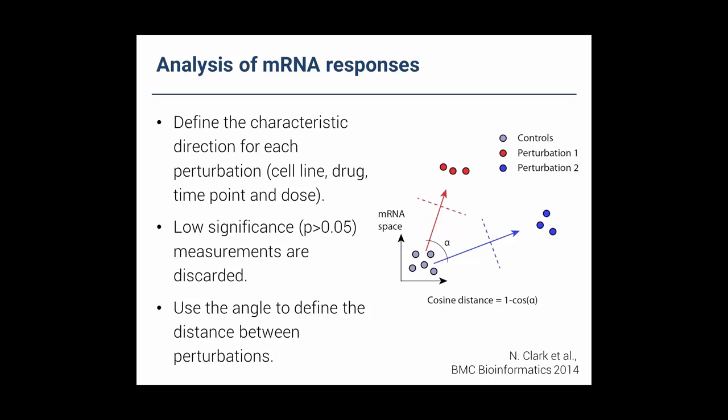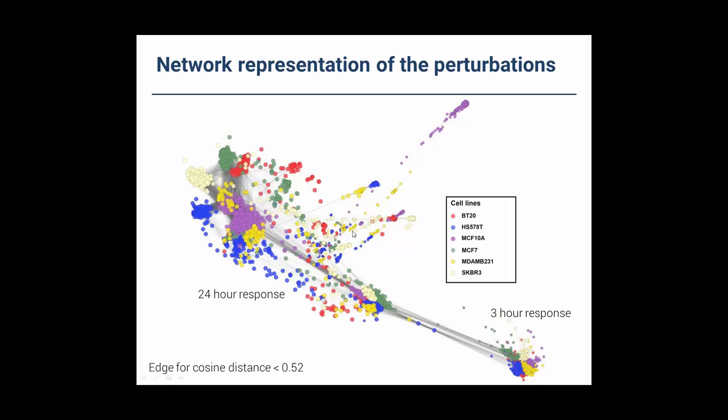And then we can define the angle between the different perturbations, which is the logical measure when you consider a characteristic direction. So each perturbation can be analyzed this way, and then each pair of perturbations can have a defined cosine distance. So now we can aggregate the perturbations based on their cosine distance. This is a network representation of the whole data set. In that case, I only display the perturbations that are significant, and there is an edge if the cosine distance is below a certain cutoff, which in that case is 0.52.